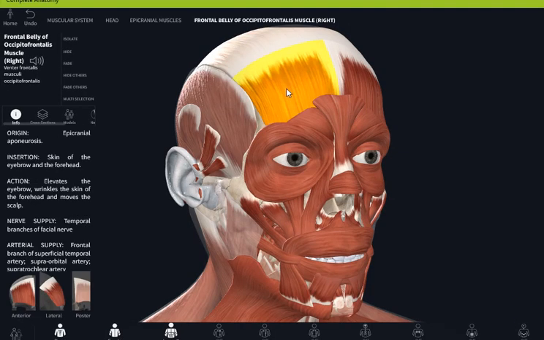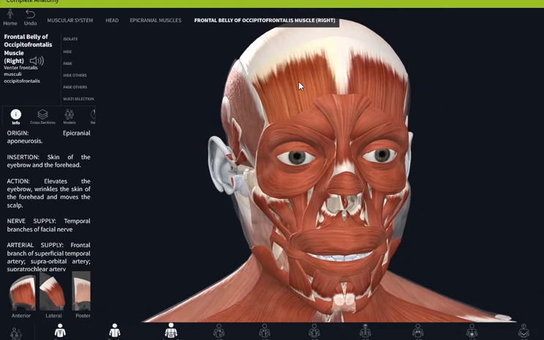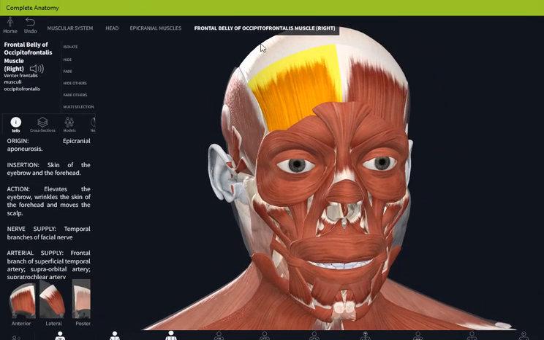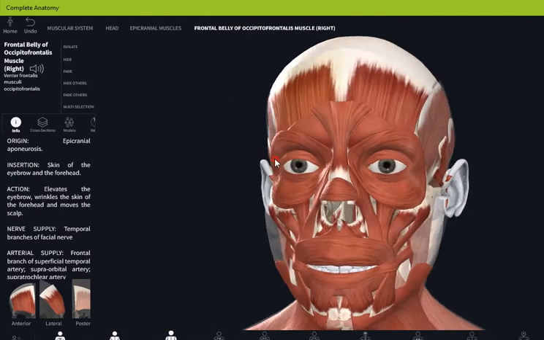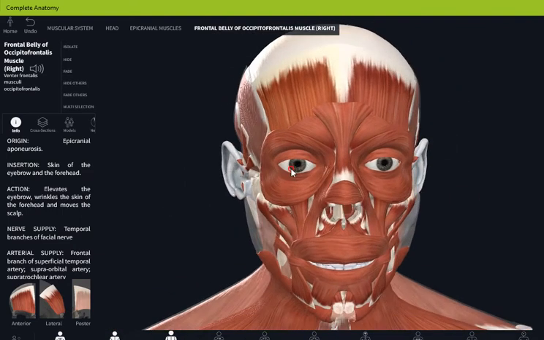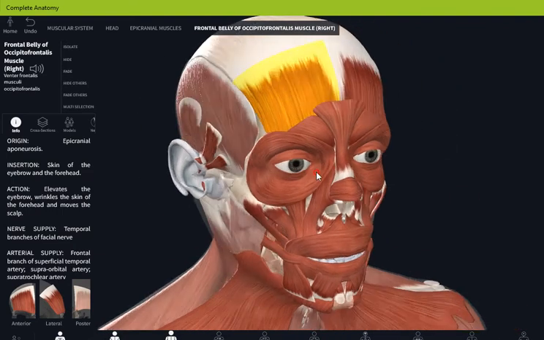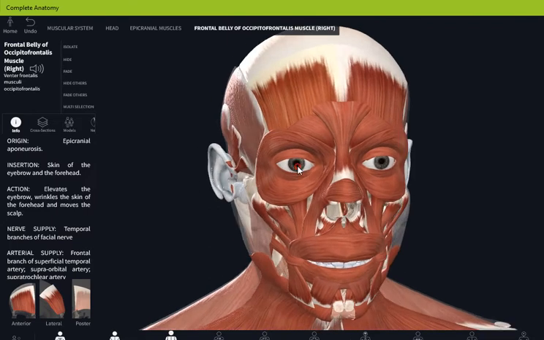The frontal muscle has an origin here, which is the epicranial aponeurosis, and the insertion will be located here. We need to note that most of the facial muscles have their insertion on the skin or the fascia. That's why their action is always to twist or put tension on the skin.